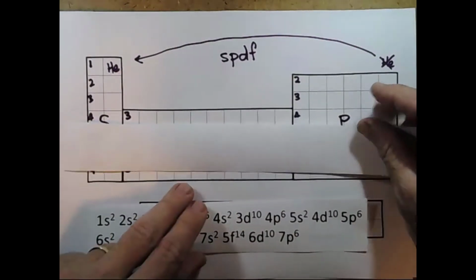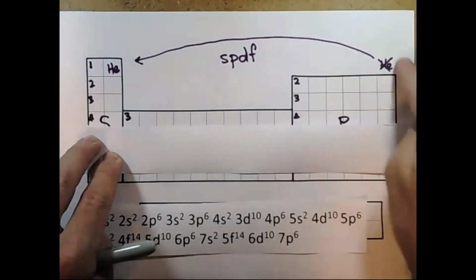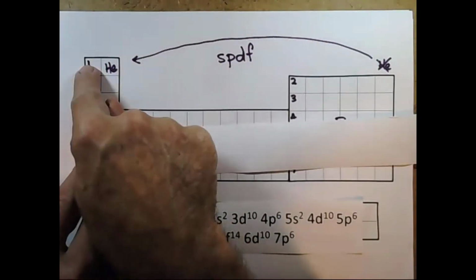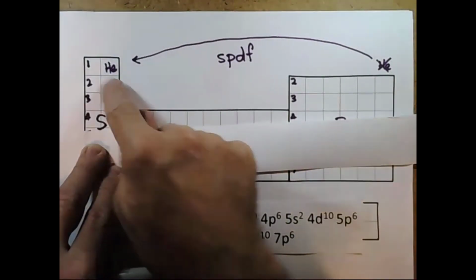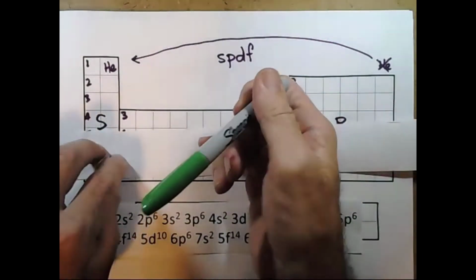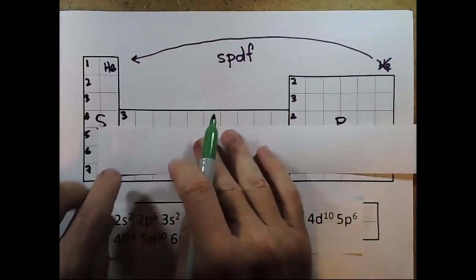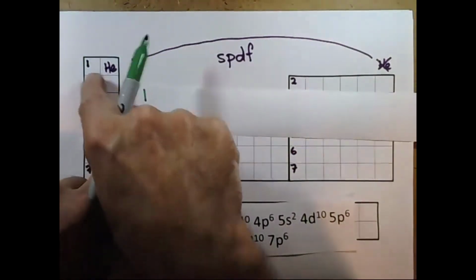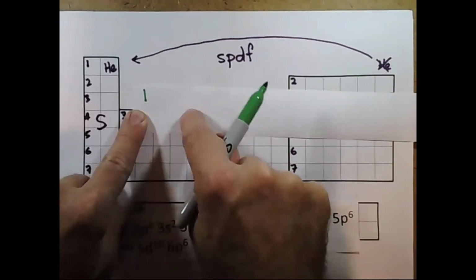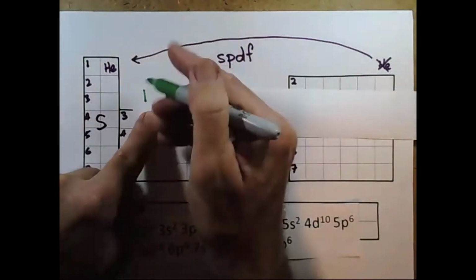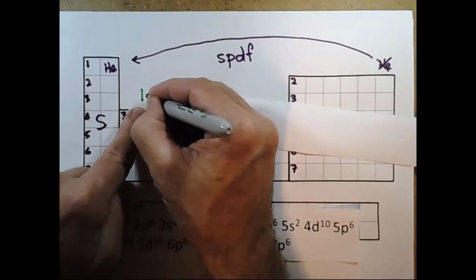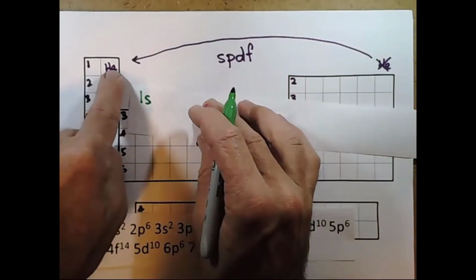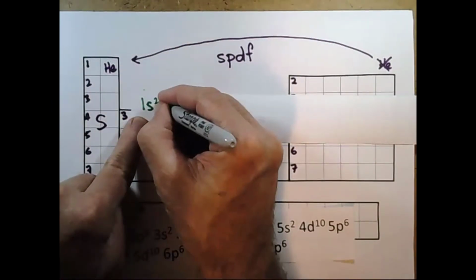So what I'm going to do is start over here and walk across the table. As we walk across the table, each time we get to another element, we're going to add another electron. So the first thing we're going to do is, we're in shell number 1, where we've got a 1 there, and this is our S block. So 1s, okay, so 1s1 and 1s2. So we've got 2 electrons there.